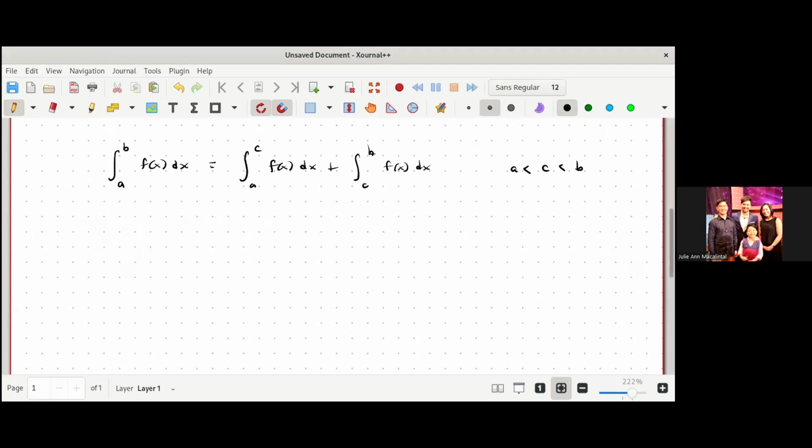Another theorem na useful ay yung switching theorem, or yung reversing theorem, which is negative from A to B, f of x dx. Ito yung mga theorems, sinasabi na you can go this way and back. So ito yung first theorem, ito yung second theorem.